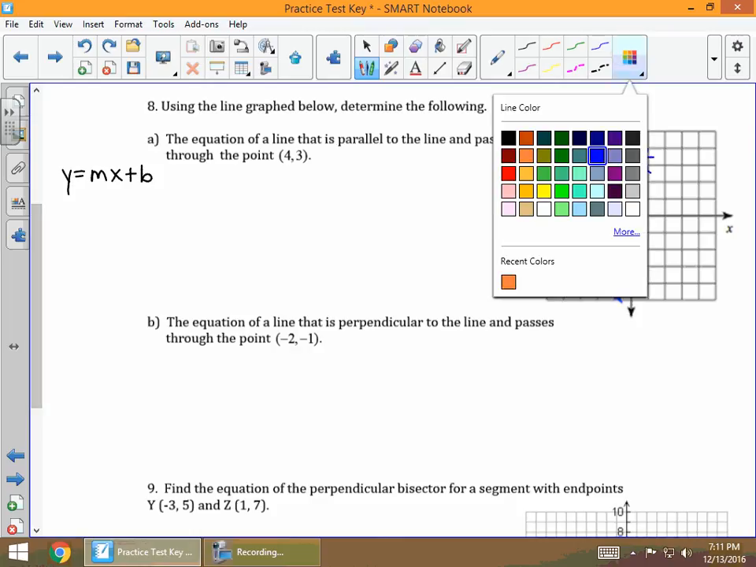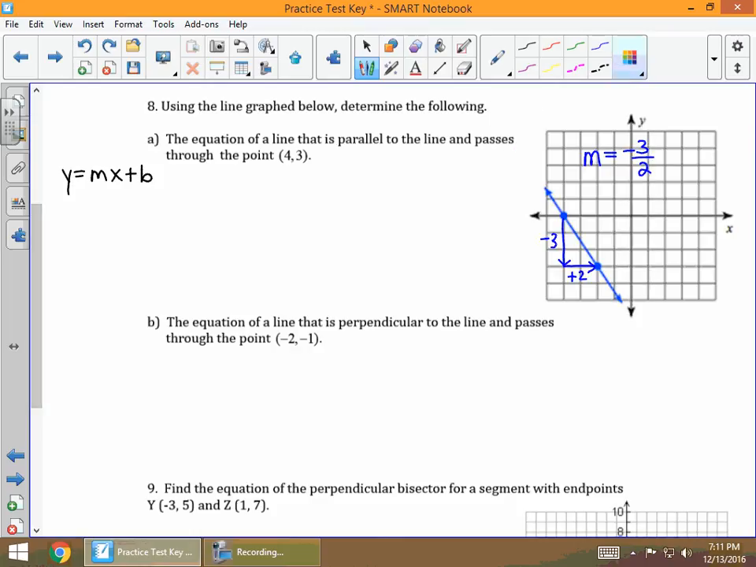All right. Now, what does this problem ask me to do? It says has to be parallel. So that means my slope is parallel to this blue line. So I'm going to use -3/2 as my slope. And I have a point, 4, 3. Just like the two problems previous, I'm going to use my y equals mx plus b formula. My y value is 3. My m is -3/2. My x value is 4 plus b.